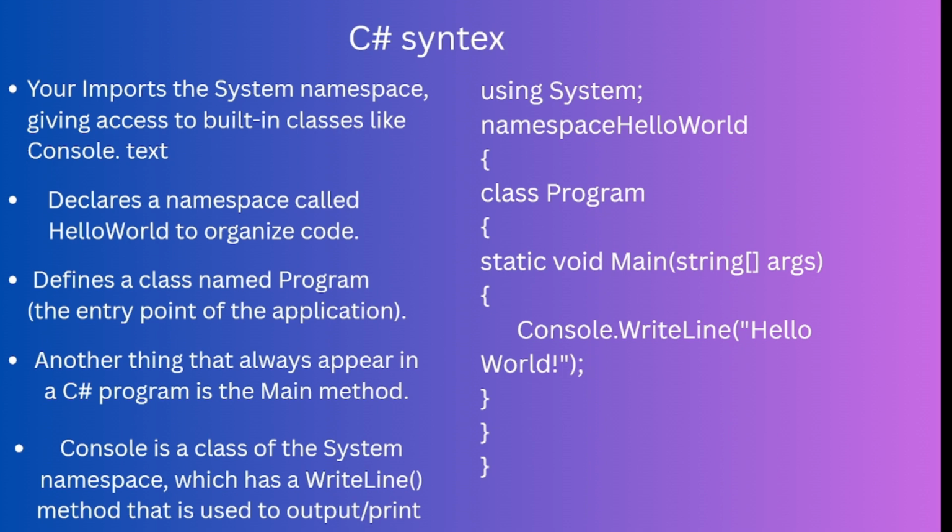Another thing that always appears in a C# program is the Main method. In the Main method, you can see the code. Here Console.WriteLine is used to print the code, and we are printing Hello World. So mostly the C sharp syntax has Console.WriteLine for output and print for that code.